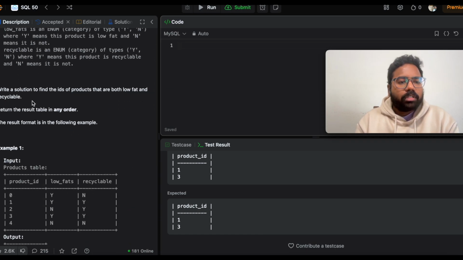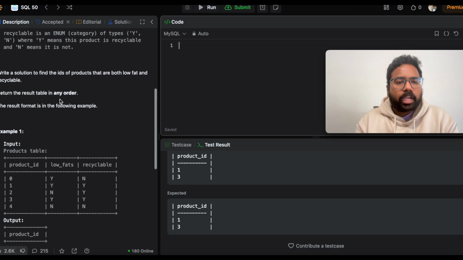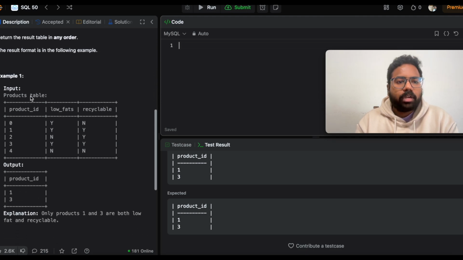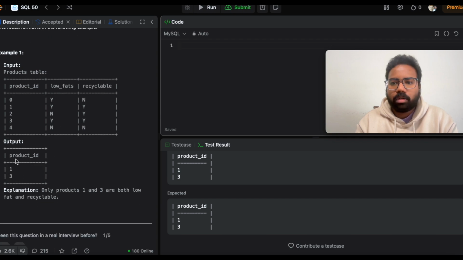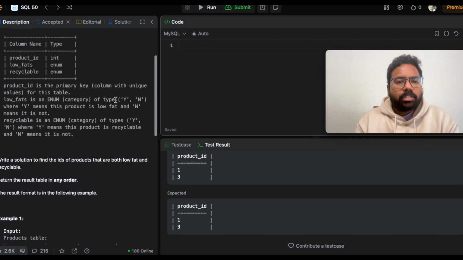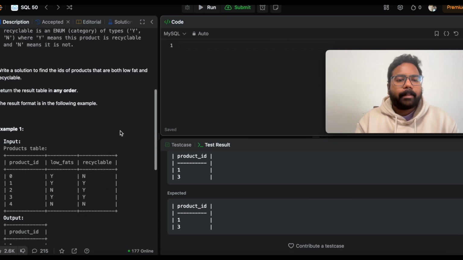And let's see what they're asking for us to do. Write a solution to find the IDs of products that are both low fat and recyclable, and the result can be in any order. So that is the case, and here is an example as well. So we have 5 rows, and then we have low fats and recyclable, and this is how the output should be. So let's get started with this question immediately.